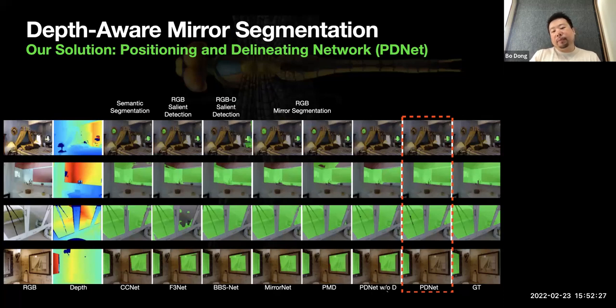So basically what we did, we just removed the depth branch to see how the performance would be. Actually, once we removed the depth, we can see the performance works similar to the other RGB-based mirror segmentation. It means that even though we have some special design on the algorithm side, the input actually plays a more important role.